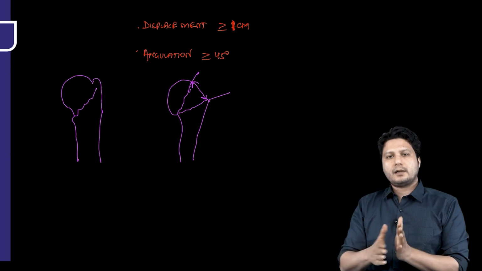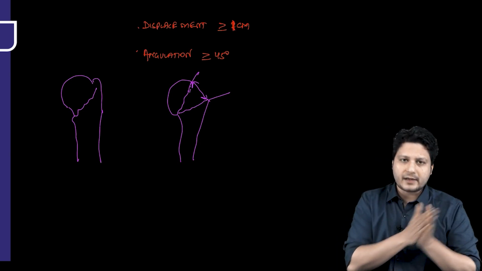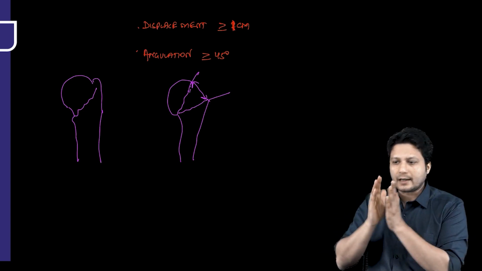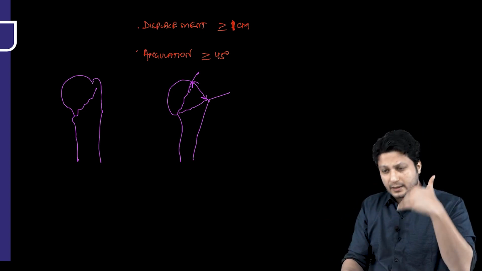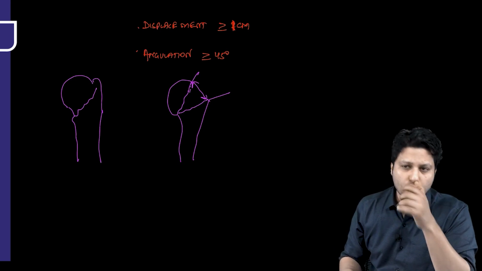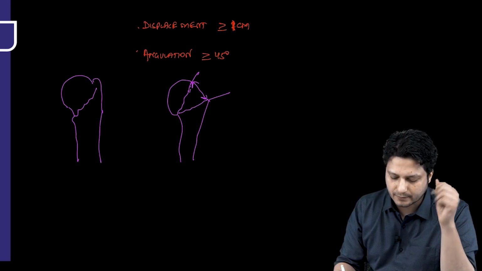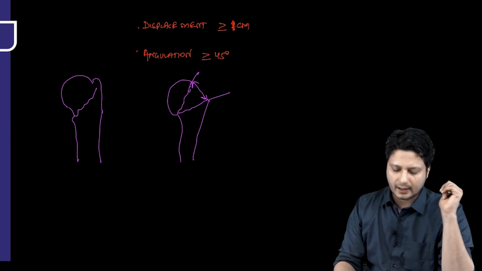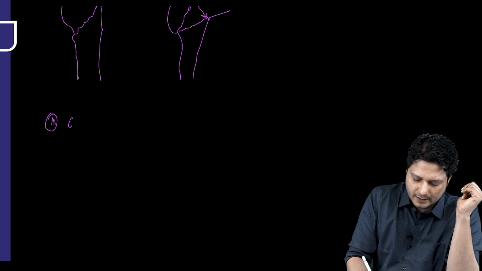As far as the Neer classification is concerned, which categorizes the fracture into 4 types, Neer type 1 is a 2-part fracture, Neer type 2 is a 3-part fracture, likewise, Neer type 4 ultimately is a comminuted fracture. No one is going to ask you about the Neer classification. What is interesting, which could be asked in your examination, is the criteria. Then third one is obviously the complications.